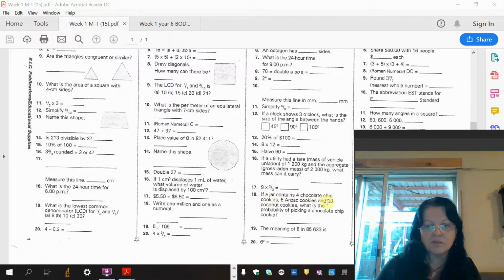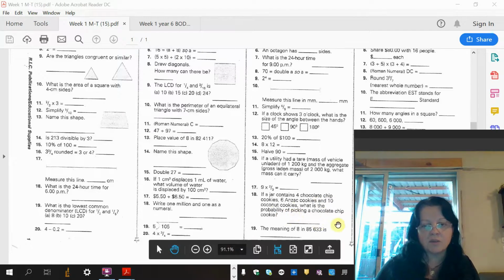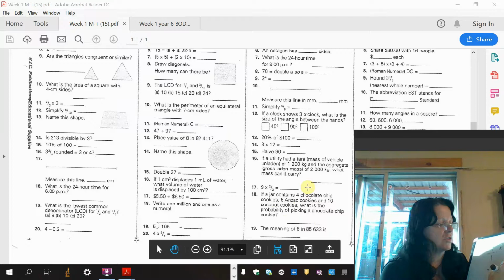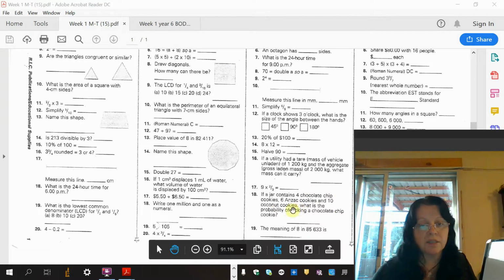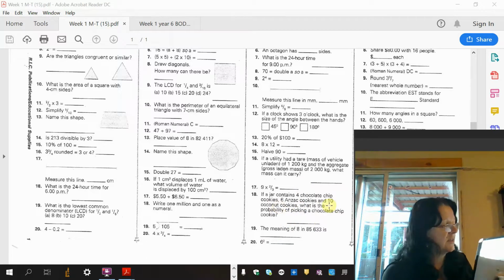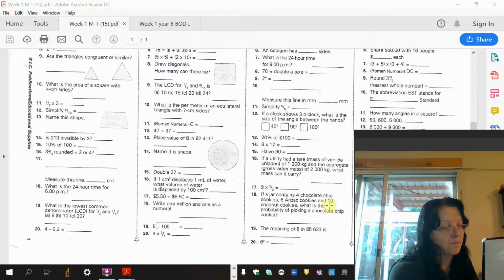If a jar contains 4 chocolate chip cookies, 6 Anzac cookies and 10 coconut cookies, what is the probability of picking a chocolate chip cookie? Well, we remember how to do these ones. These are easy. So how many chocolate chip cookies are there in total? There are 4 chocolate chip cookies. But to work out the chances of picking out those 4, we've got to count up all the rest. So 4 plus 6 is 10, plus another 10, and that's 20. So 4/20 is the answer there.